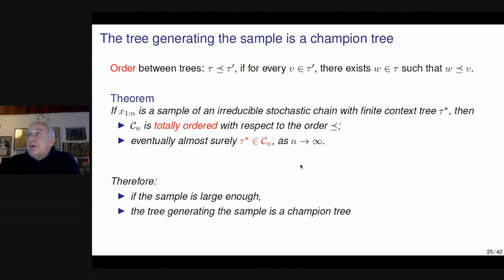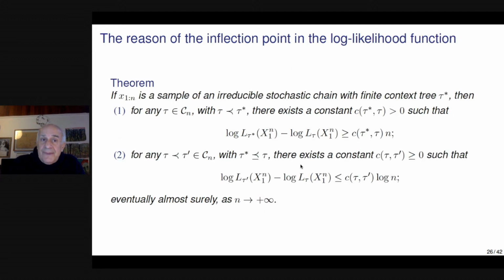Okay, that's the first point. We had the conjecture that the tree which generated the sample was the one at which we observed the inflection point. Well, we still don't know this, but it was important to have this tree in the set of champion trees. This is the result we have here. We must continue if we want to understand why there is an inflection point exactly at the tree tau star.